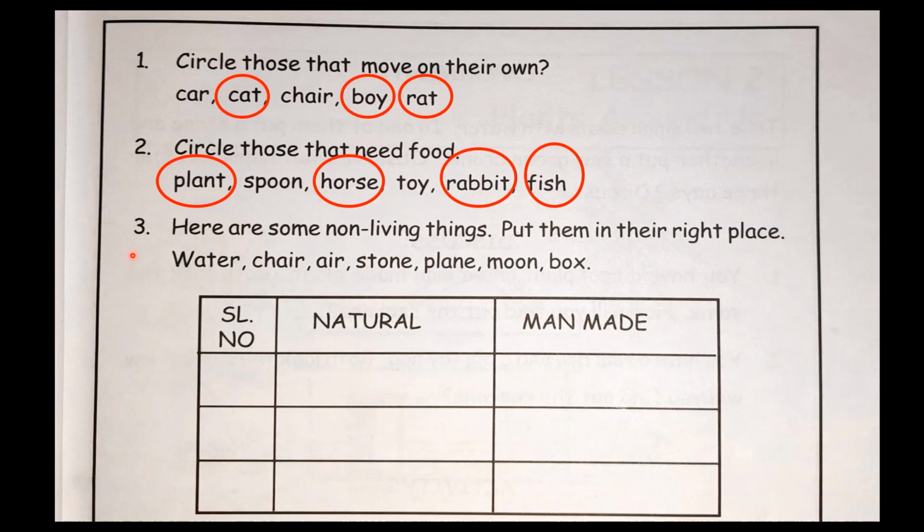Now let's go to the third question. Here are some non-living things. Put them in their right place. Water, chair, air, stone, plane, moon, box. Children, here plane means it's an airplane. Now they have given you few non-living things. Now we have to identify whether it is a natural non-living thing or man-made non-living thing.